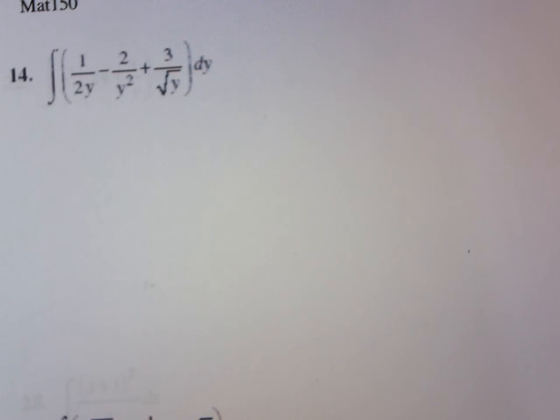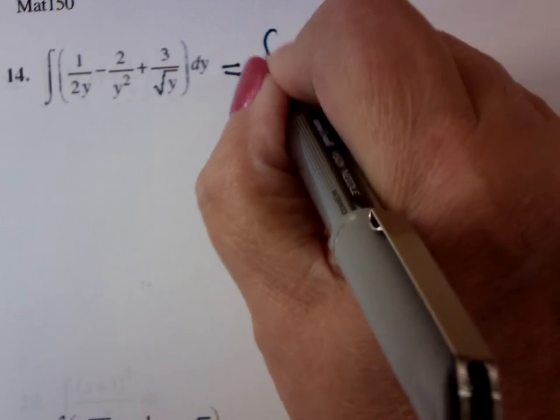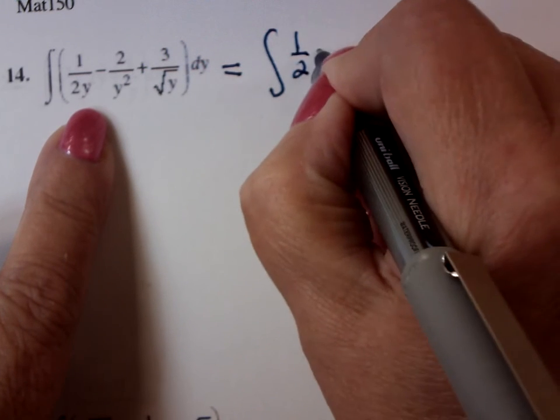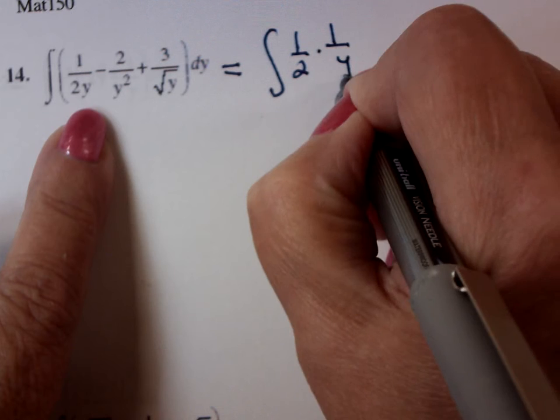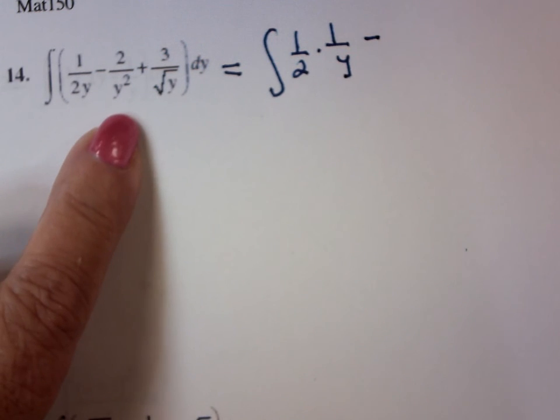Well, what I have to do with this problem is rewrite it in order to make it workable. So this is going to become the integral of 1/2 times 1 over y, minus, how can I rewrite 2 divided by y squared? 2 times y to the negative 2.